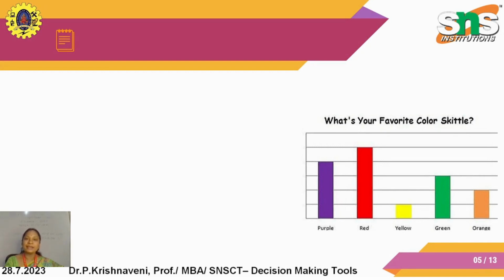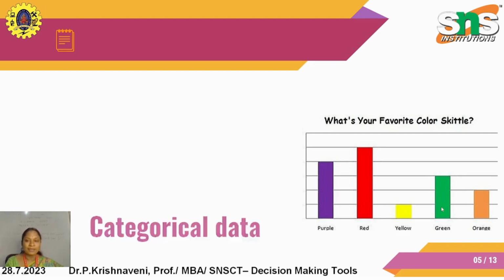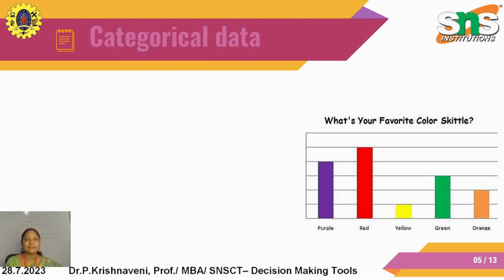Normally we will get information like this: what is your favorite color? This picture shows that the majority of the members say their favorite color is red, and very few gave us yellow. We can have categories: purple, red, yellow, green, orange. There is no specific ranking, like green is good or yellow is bad.